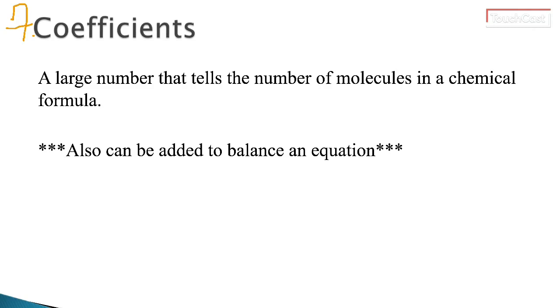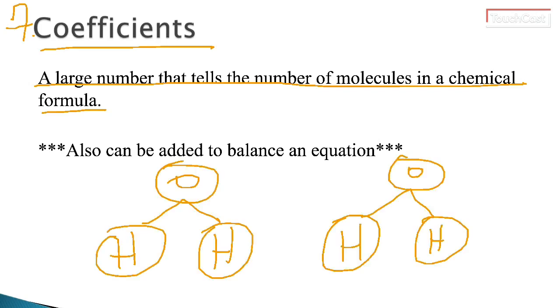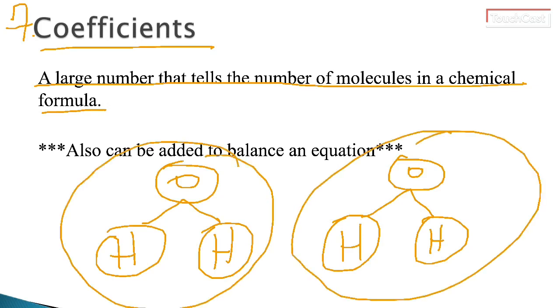Alright, the very last definition that you need to write down is for your coefficients. It is a large number that tells you the number of molecules in a chemical formula. It also can be added to balance an equation. We'll get to equations probably next week. So remember when I had the example of this, I had a picture of H2O and I told you I didn't combine them. This by itself is one molecule. This by itself is another molecule. They're not touching each other. So I have 2 molecules of H2O.